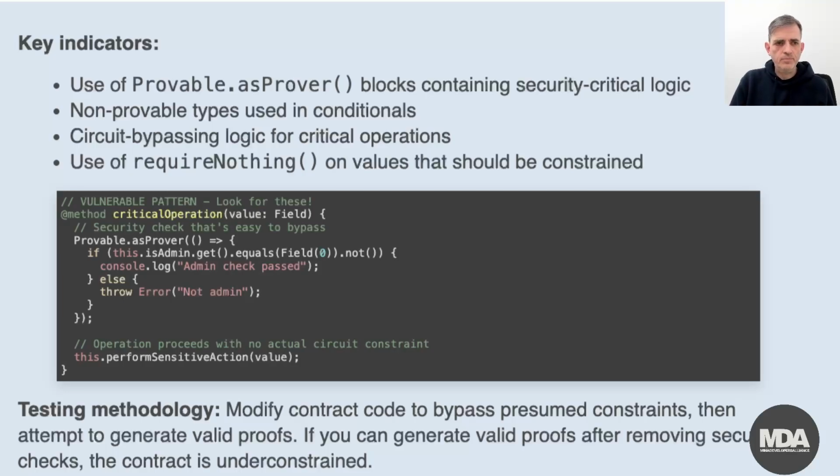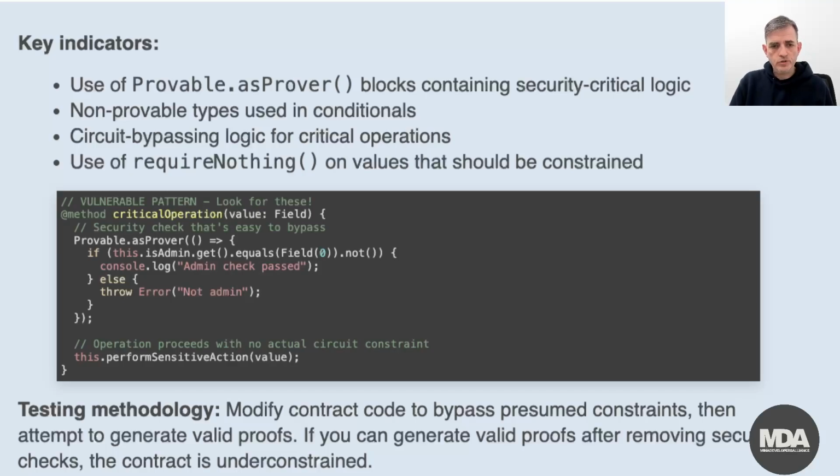Now I've got an example of this vulnerability for you here. So we have here our method critical operation, and what we have is a check that checks whether we're admin or not. And this is being done though in a Provable.asProver block. And then later the result from that is being used to do some sensitive action. So clearly the security critical part of this is being done but is not part of the proof.